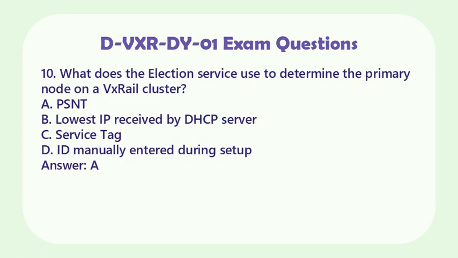10. What does the election service use to determine the primary node on a VxRail cluster? A. PSNT. B. Lowest IP received by DHCP server. C. Service tag. D. ID manually entered during setup. Answer: A.